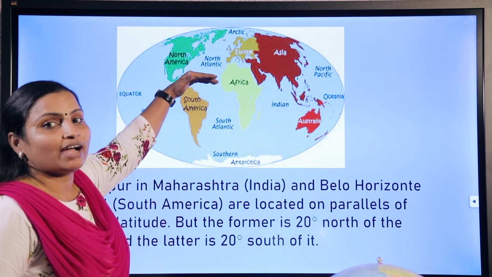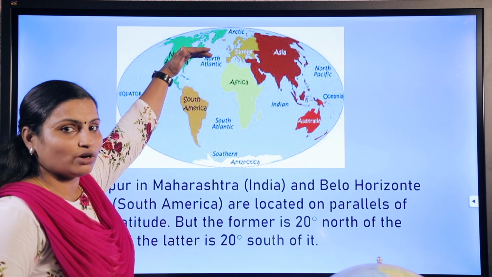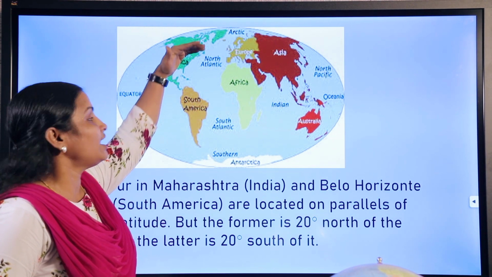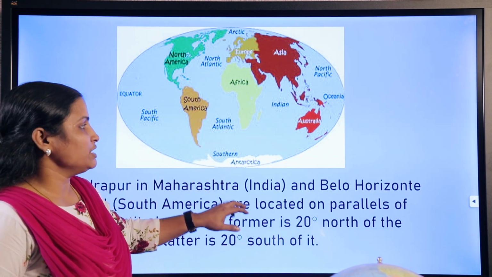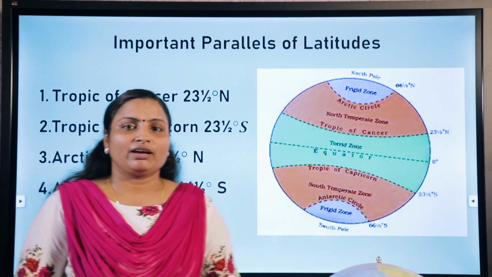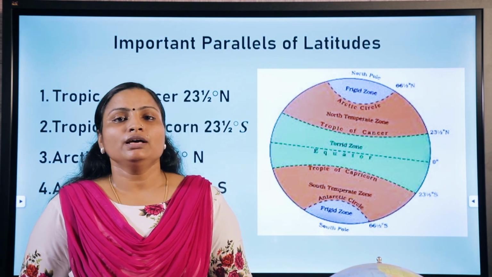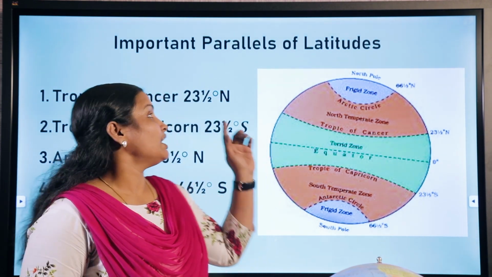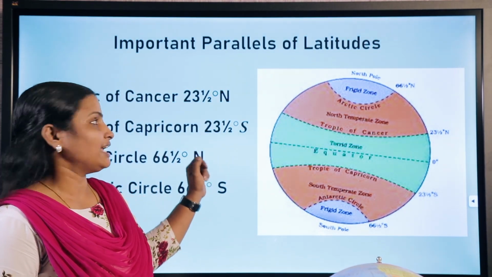Equator divides earth into 2 hemispheres. So India or Asian continent, it is in northern hemisphere, and South America, it is in southern hemisphere. Then we can check important parallels of latitude. Besides North Pole, South Pole and equator, there are 4 important parallels. There are 4 important parallels of latitude.